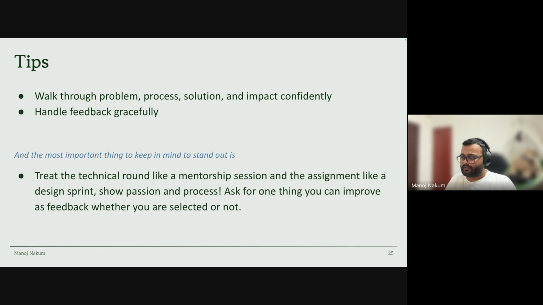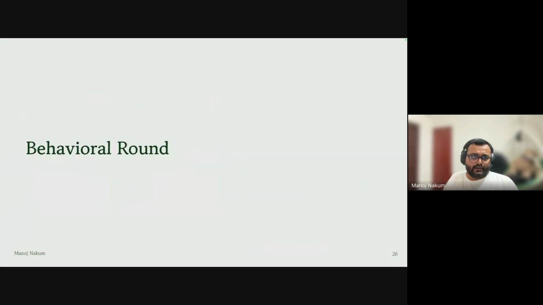Okay, and if it is offline, sometimes they might give you the feedback. Then ask that, okay, I know you have reviewed my assignment and you have rejected me, but is there any chance that I can work on this feedback and send you the updated iteration? Okay, sometimes they give you the time, sometimes they say, no, we have hired, but that's fine. But you can ask for that. So that is the technical rounds. Any question that you might have?